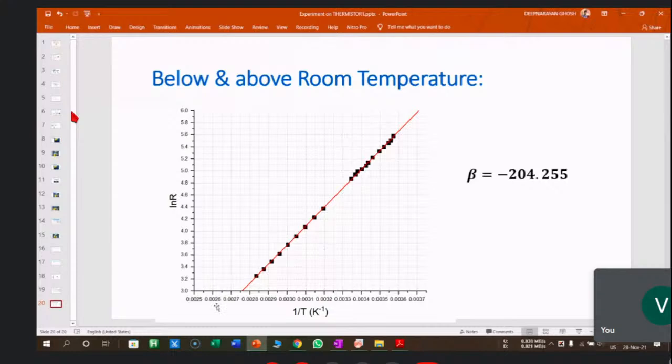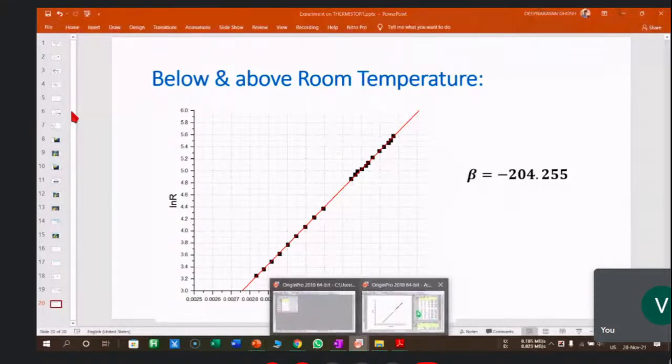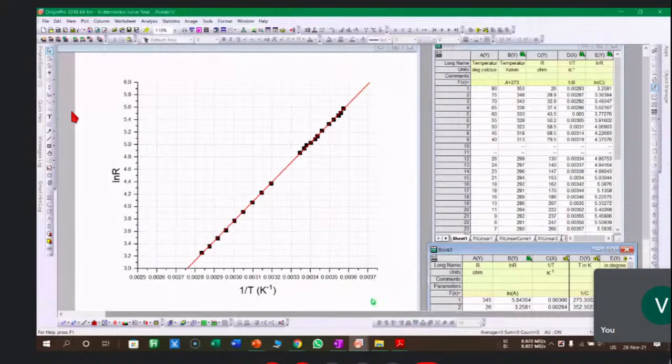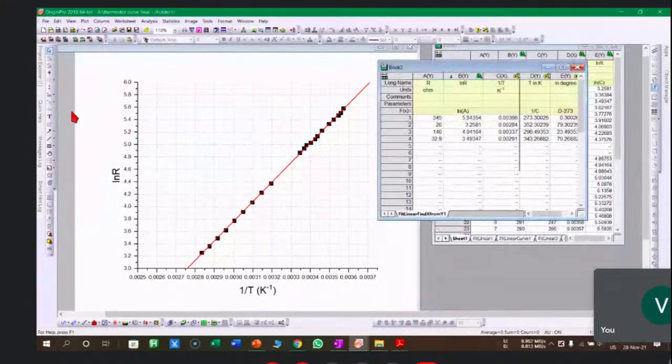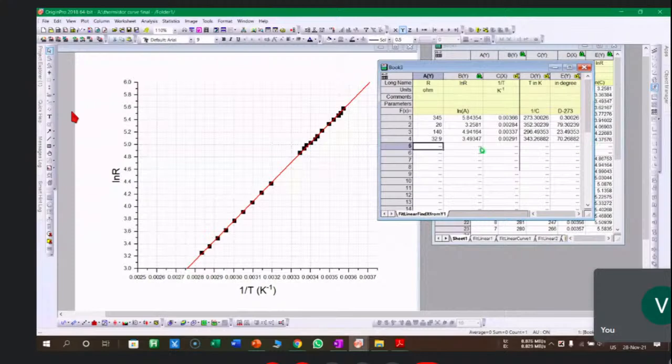It can be used from 0 degrees to 100 degrees easily, and it will provide more accurate data. So I am going to show you some data from Origin. This is my graph. If I put any resistance here, it will show the temperature in degrees centigrade. Say if I put some resistance, 50 ohm, at a particular temperature, it will show that ln R will be 3.95.